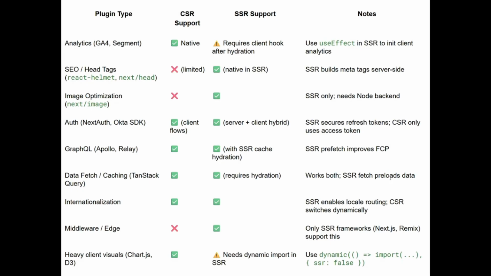Middleware and edge functions, this is where SSR is good. Only SSR frameworks like Next.js or Remix let you handle requests at the edge, adding redirects, auth checks, or rewrites before the page even renders. And finally, client-only visuals like Chart.js, CSR is good with them, but SSR not so much. You need to dynamically import them because, let's face it, the server doesn't need to see your bar chart. So overall, CSR is good for flexibility and simplicity, but SSR wins in power and control.